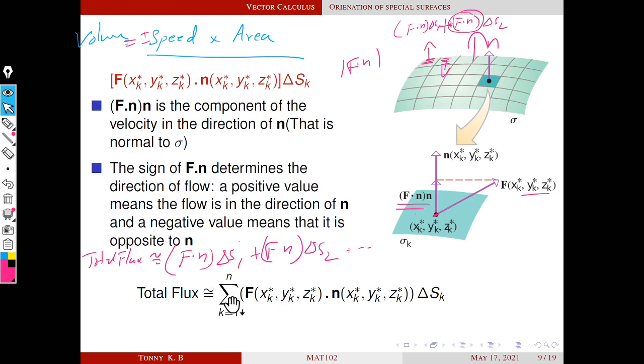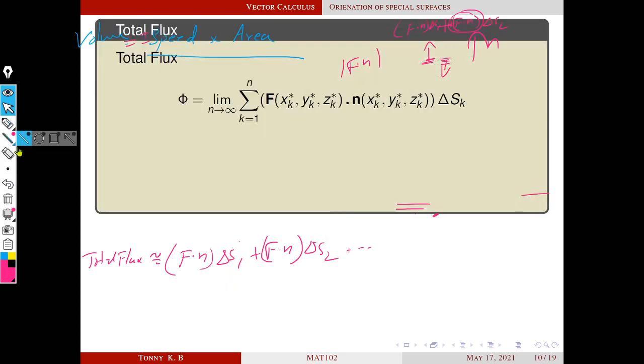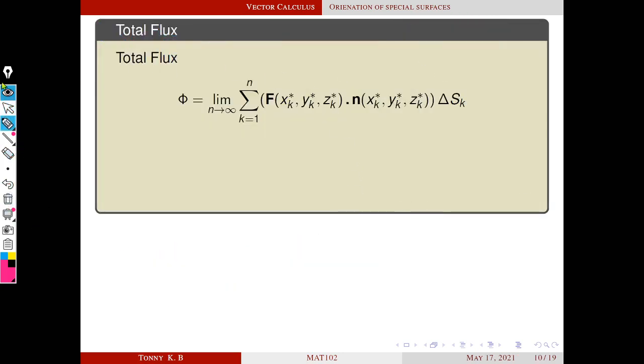So the total flux is equal to the limit as n tends to infinity. You got it? The total flux is the limit as n tends to infinity of the sum over k from 1 to n of f of x k star, y k star, z k star dot n times delta s k. Okay, this representation is familiar to us. What is this? Yes, in terms of integration.